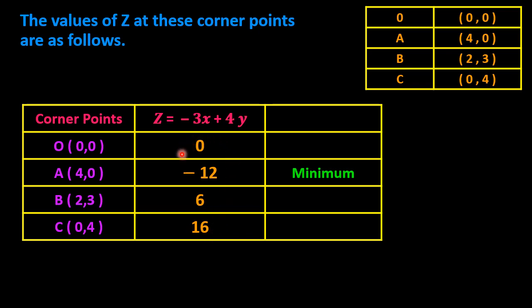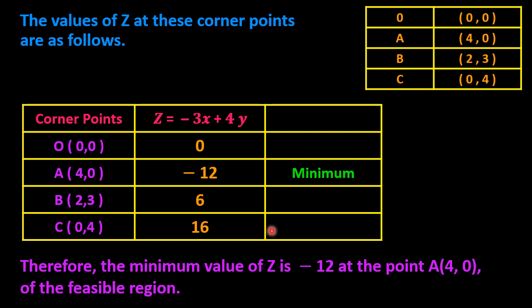So for the value of z, 16 is the maximum and minus 12 is the minimum. Our question is to find the minimum value, so this is our answer, which is written here. And at last we have to write: therefore, the minimum value of z is minus 12, which occurs at the point A given by 4, 0 of the feasible region. So this is how we solve the linear programming problem.